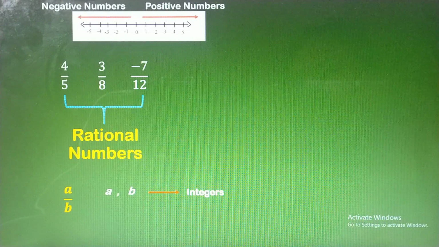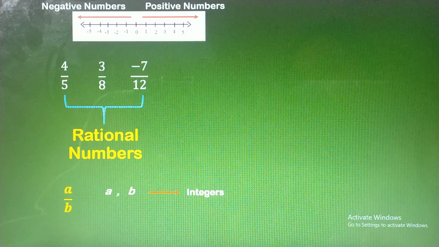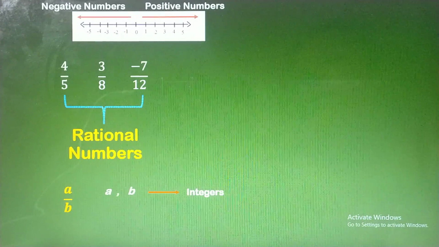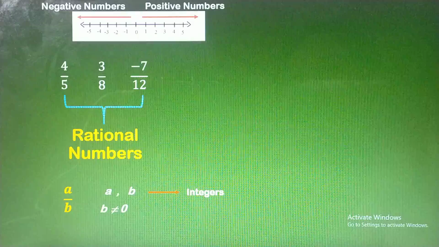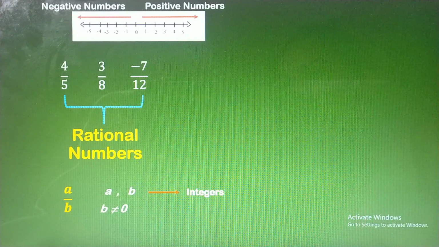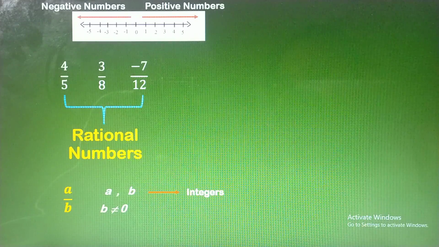So, ano nga ulit yung integers? Yes. So, those are numbers na makikita natin sa number line. Another thing, dapat our B or our denominator must not be equal to 0. So, hindi siya pwedeng maging 0.